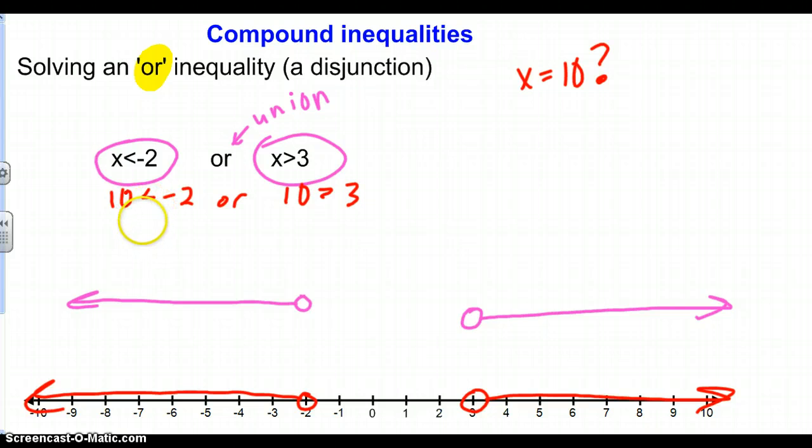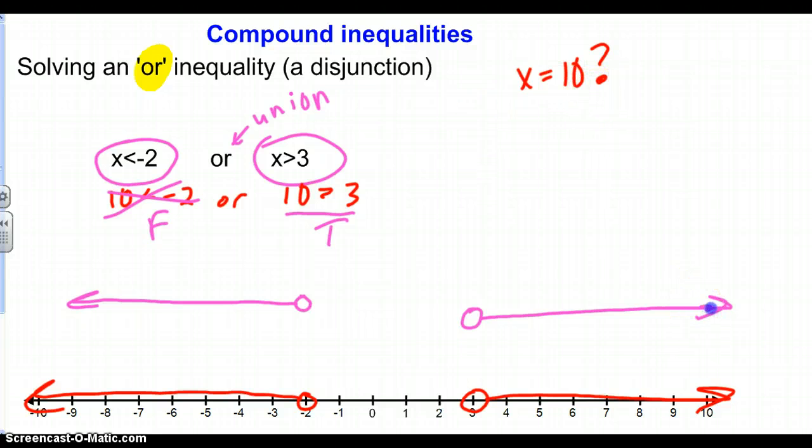Is that true? Is 10 less than -2? That's not true. That's false. Is 10 bigger than 3? That's true. So half the statement is true, half is false here, but there's an OR statement. Do both statements have to be true? No. So if one statement is true, then the statement is true for an OR statement, either or.